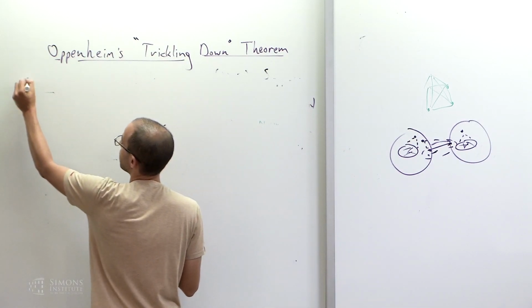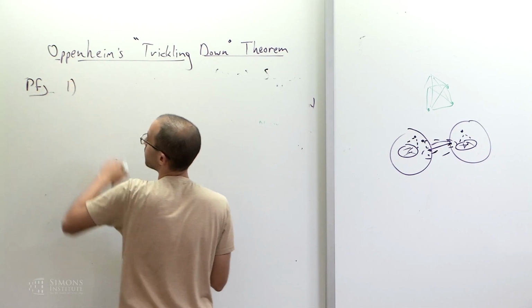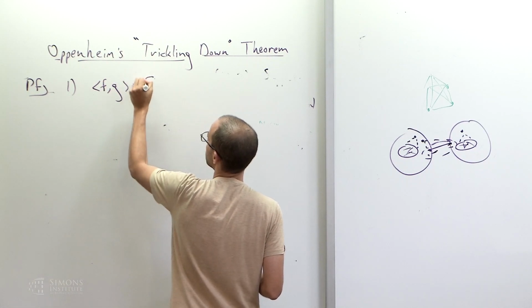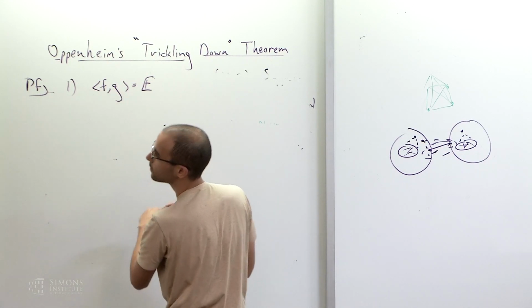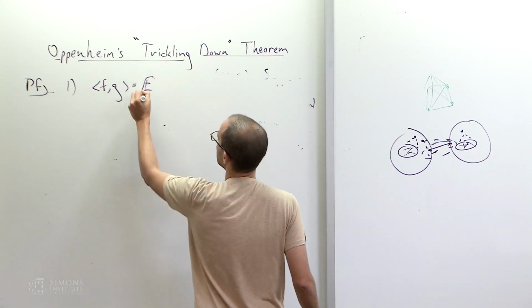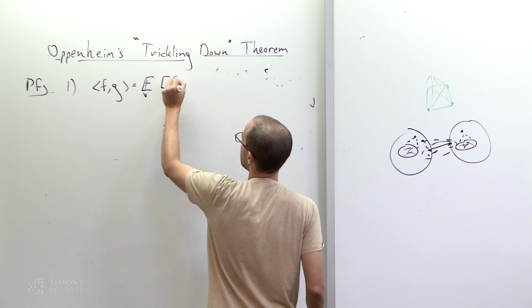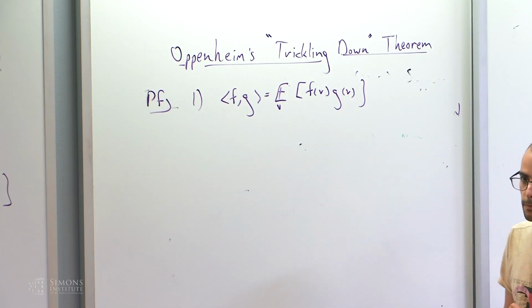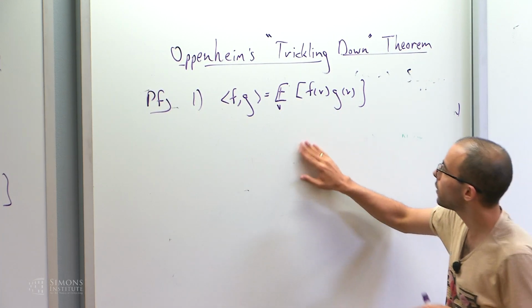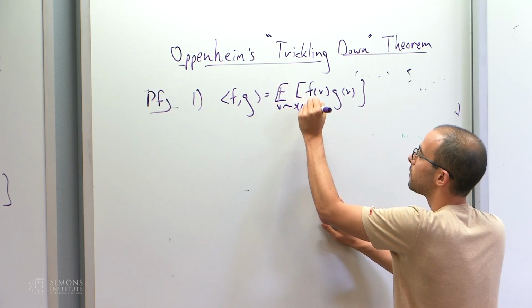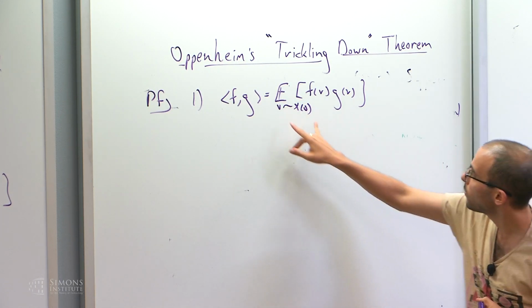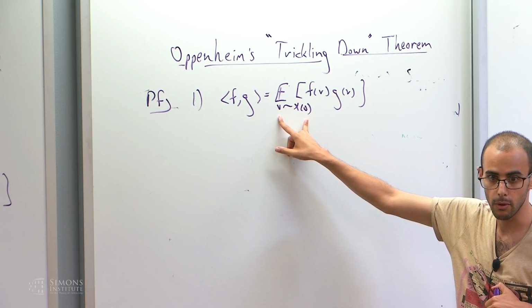So for the first item, the inner product of F with G is again just an expectation over V of F(V) times G(V). And right in here we're sampling V out of X0. And let's remember how we sampled V out of X0.